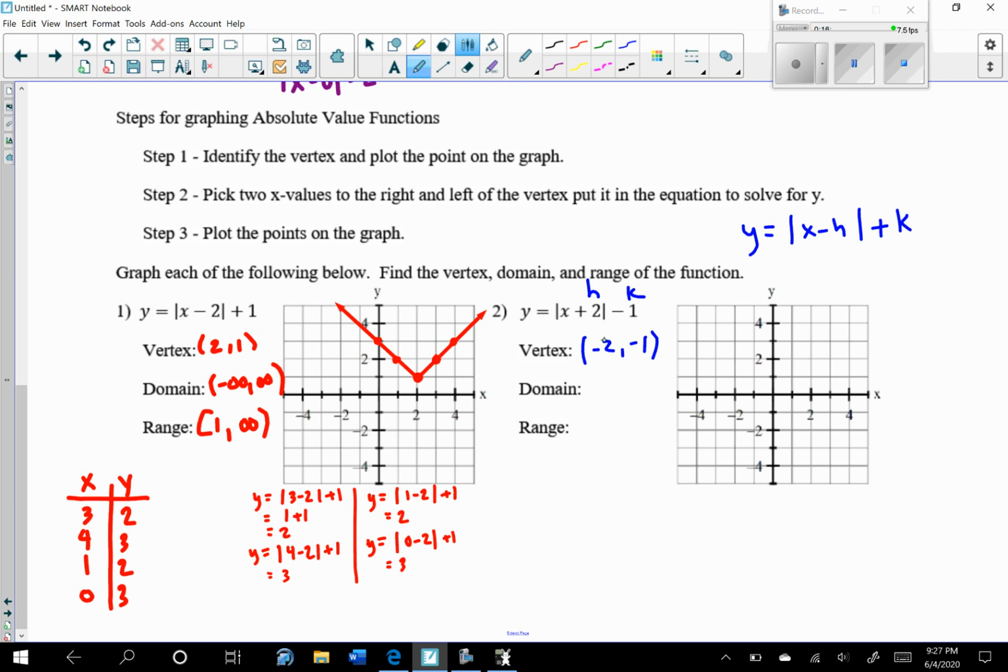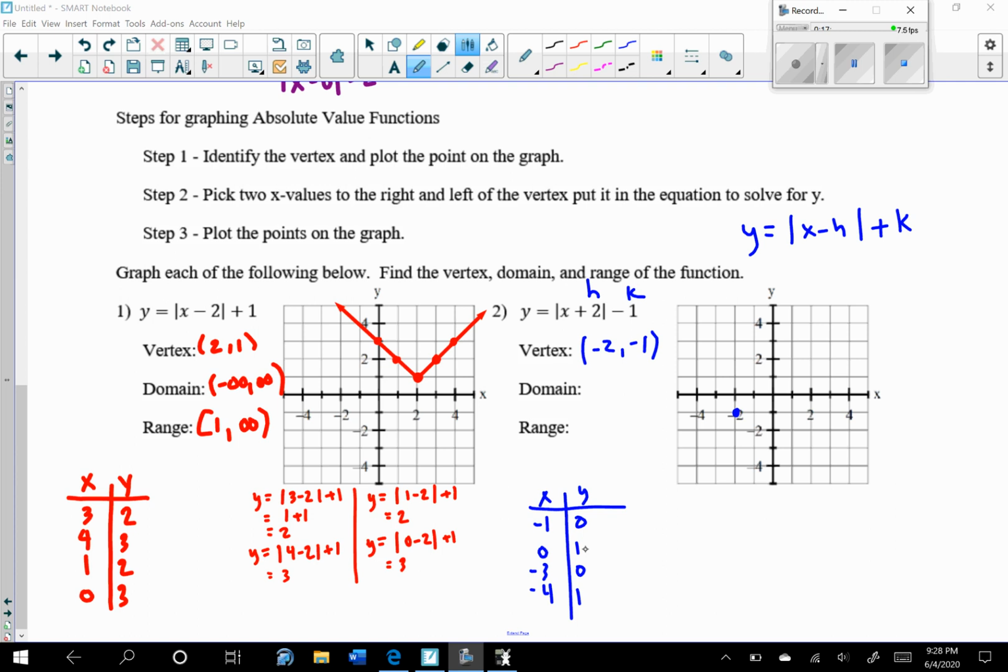So since that's a plus, that means your h value is negative. So we're going to go ahead and plot that vertex at negative 2, negative 1. Then we make our table and pick points to the left and the right of the vertex. To the right of the vertex, we have negative 1 and 0. To the left of the vertex, we have negative 3 and negative 4. And you're going to plug those in for x into your original equation and solve.